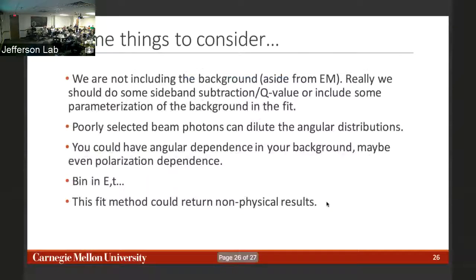Okay, what else do I have? So yeah, some things to consider, like I was saying, we're not including any of the background from Sim 1 in this fit right now. Really, at the end of the day, you should do something more sophisticated with your background, whether it's some sideband subtraction, or you can even use Q-value weights, if you wanted to really try to pin down removing the background from your sample.